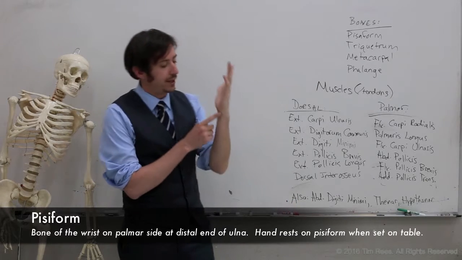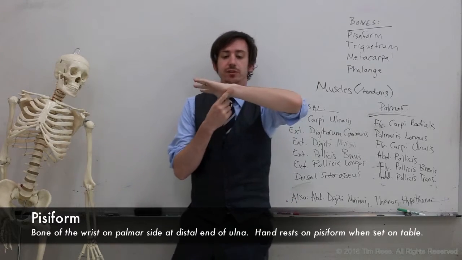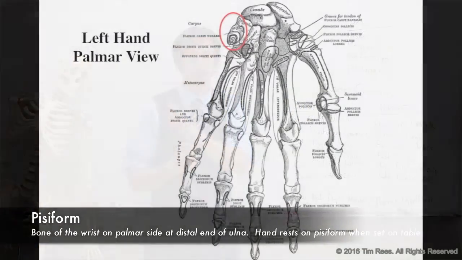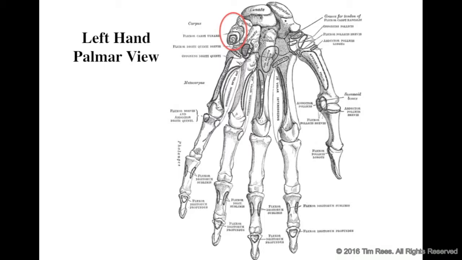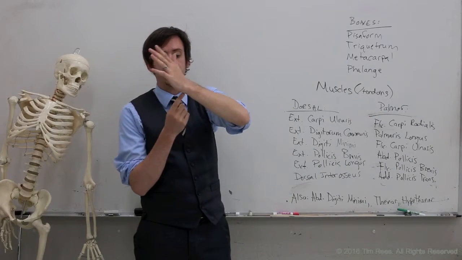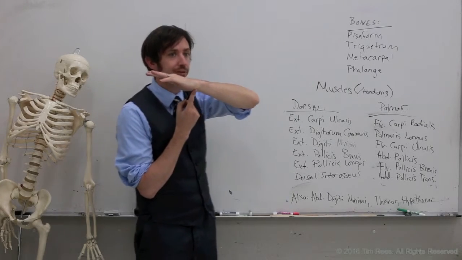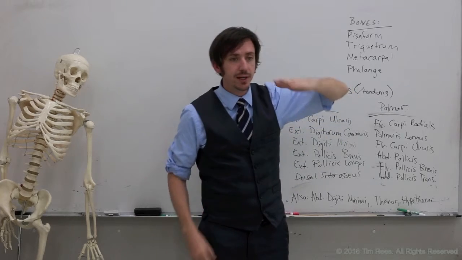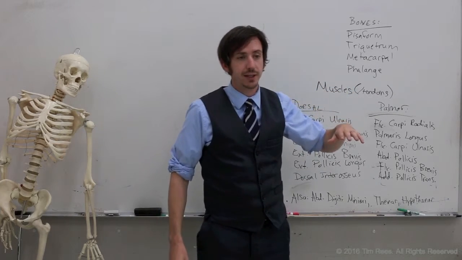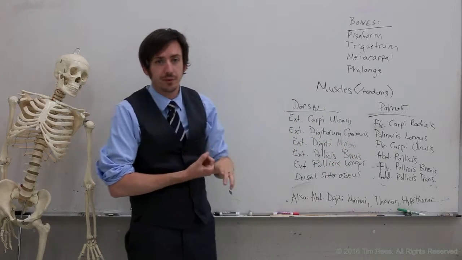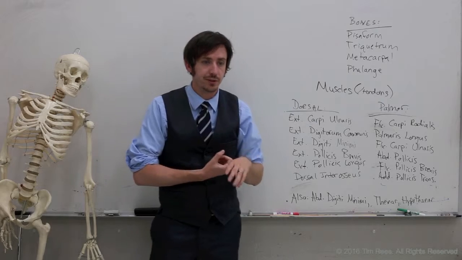And the pisiform is the bony projection on the distal end of the ulna. And this is, it's a bone in and of itself. It's not the ulna. The ulna is back here. But it's a bone in the wrist that is placed on the palmar side. And if you lay your hand, or rest your hand and arm on a table, the pisiform is the bone that will make contact with the surface.